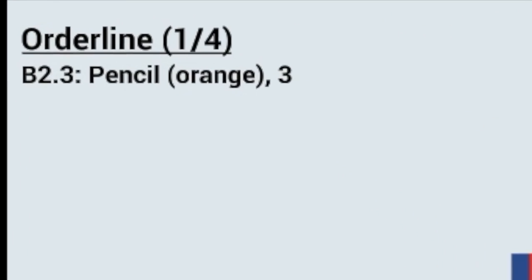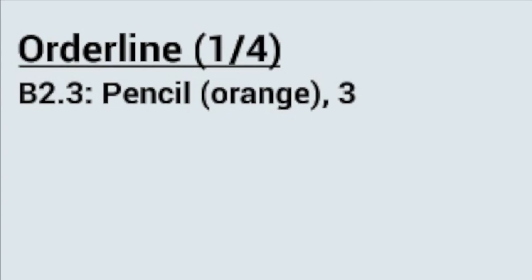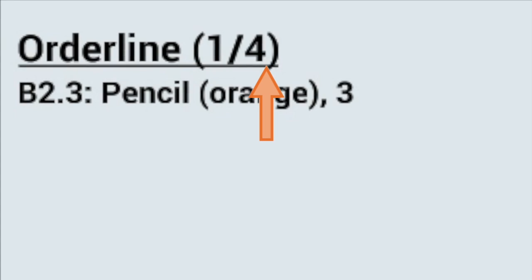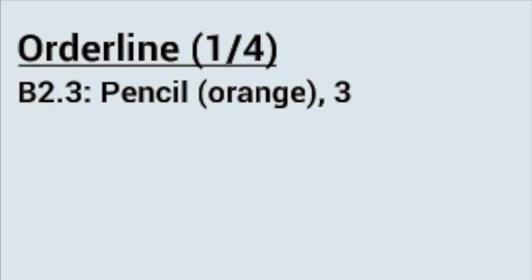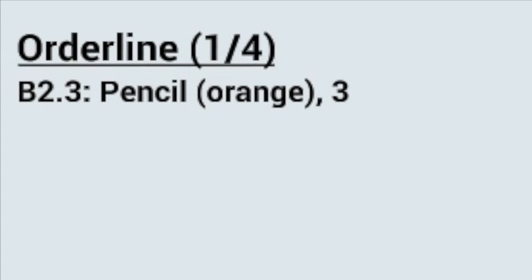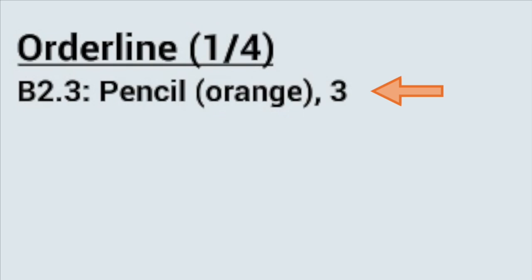An order is displayed at the pick list. In the header of the pick list you see 2 numbers. The first one indicates the order line you are currently picking. The second number indicates the number of order lines in total in this order, in this case 4. The first order line shows me that I have to pick from location B2.3. Apparently, this box contains orange pencils. The number in the end of the order line indicates the number of pencils that you have to pick. In this case, 3.